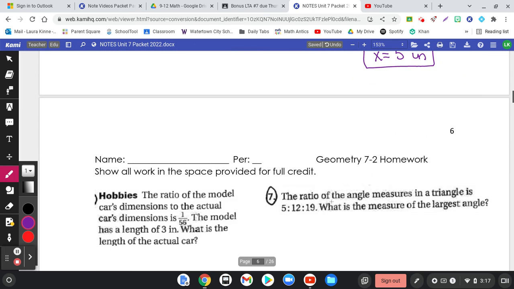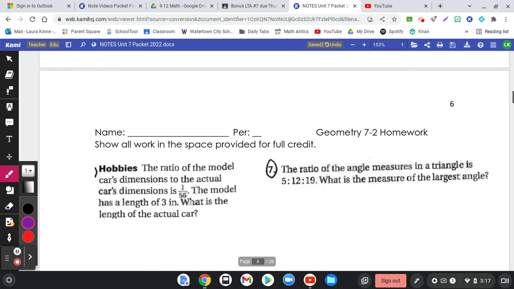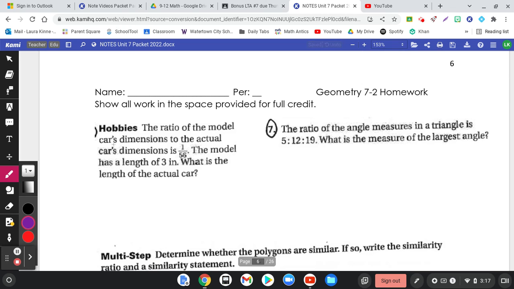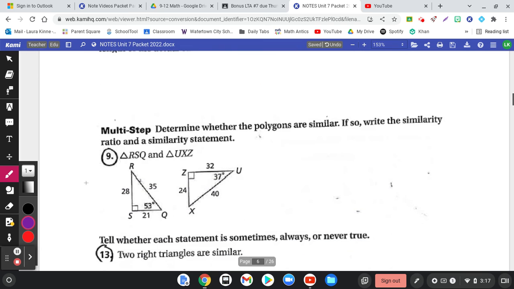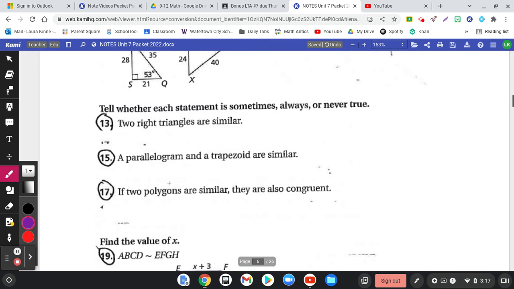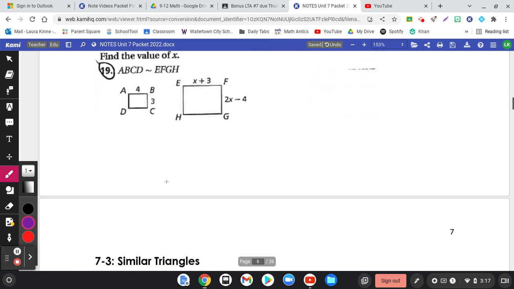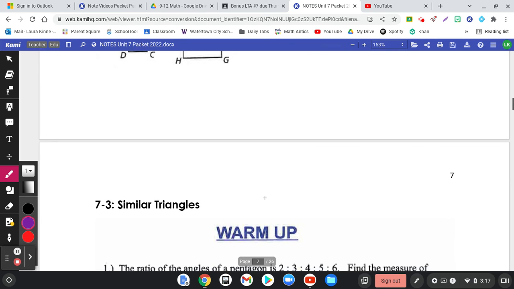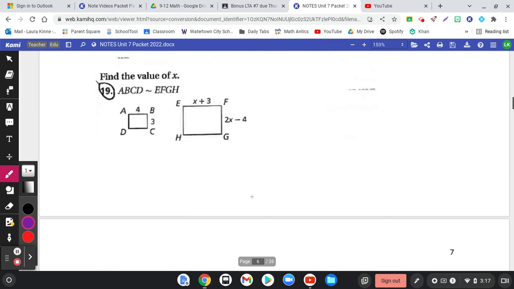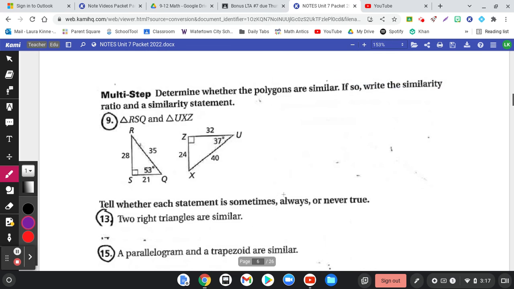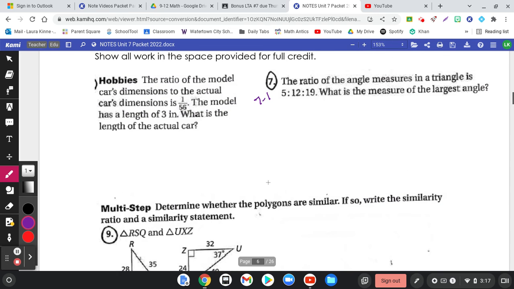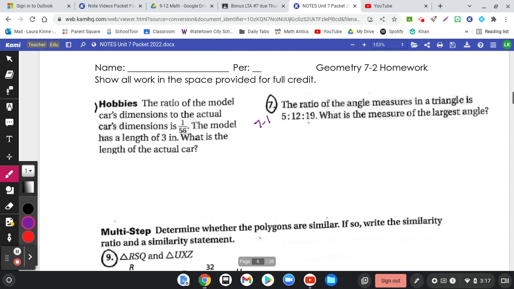Your homework is just on page 6. You're going to want to set up a proportion for the first one. The second one is review from 7-1. So take a look at your notes from 7-1 if you need to. And then the rest of this is from today. All right, should be pretty quick and easy overall. We'll get some more practice with it tomorrow. I will be checking pages 1 through 6 at the start of class tomorrow, so make sure they're all done.